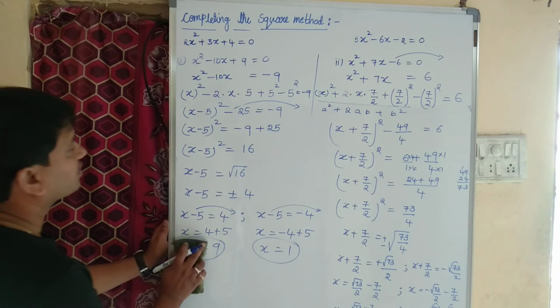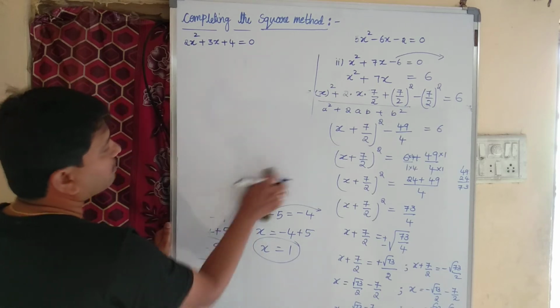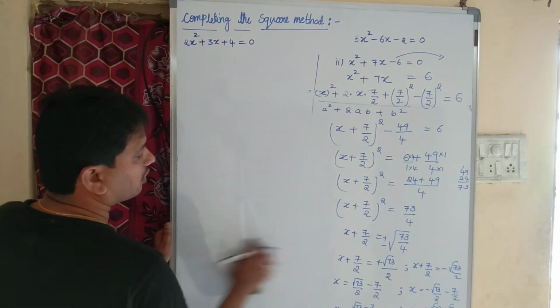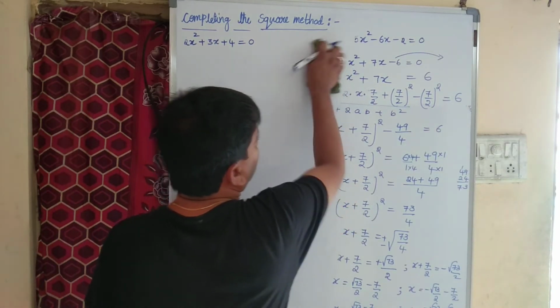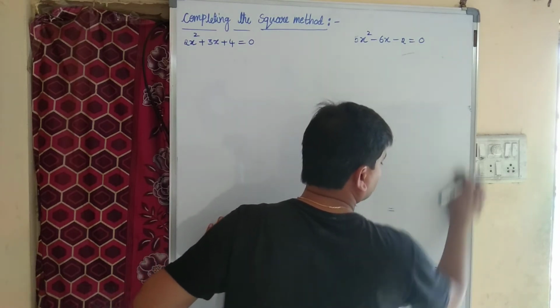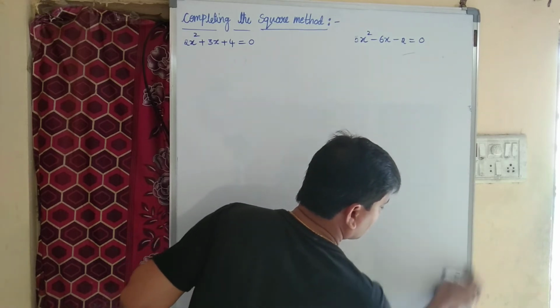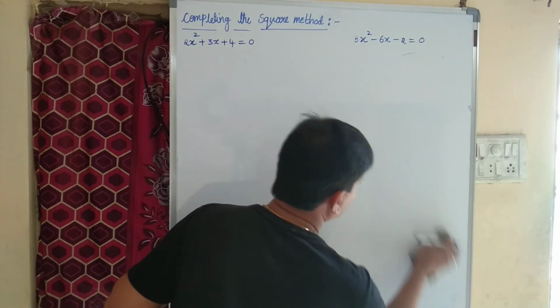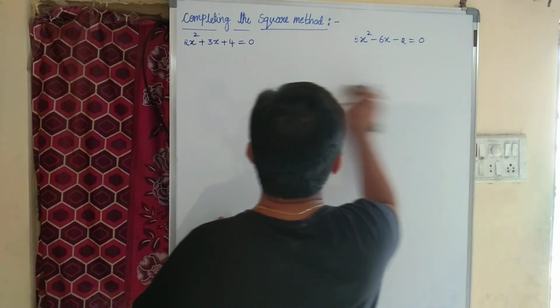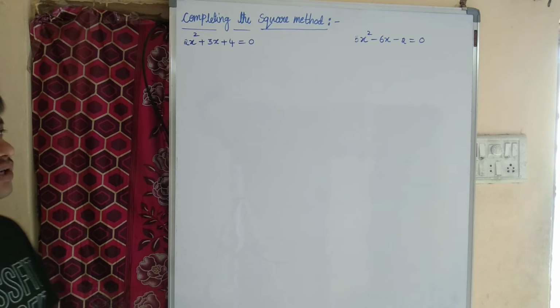Now suppose the given quadratic equation is 2x square plus 3x plus 4 equal to 0. In this case, how to solve the quadratic equation by using the completing the square method? Let us solve these two quadratic equations now so that you will get the concept very clearly. 2x square plus 3x plus 4 equal to 0.